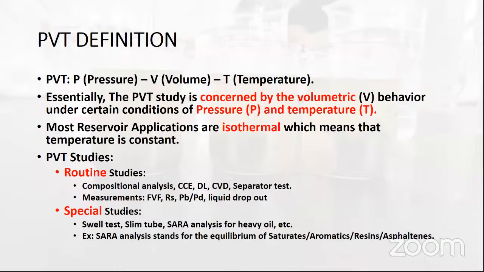From these experiments, we measure the formation volume factor, which is the relation between the volume at surface, standard conditions, and the volume at the pressure and temperature of our reservoir. We also measure Rs, the amount of gas dissolved in the oil under certain pressure and temperature. The bubble point and the dew point are the saturation pressures for oil or gas reservoirs. Liquid dropout is the percentage of liquid or condensate dropping out of the gas condensate reservoir sample with depletion, or pressure decrease.